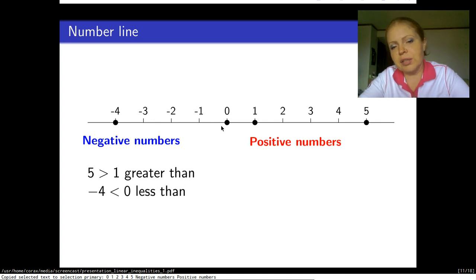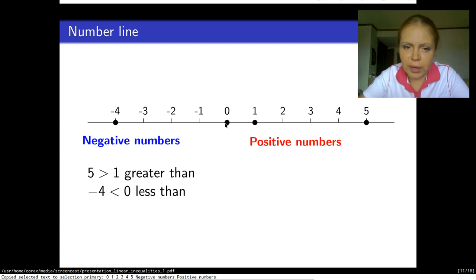On this number line, you're given 4 points: -4, 0, 1, and 5. What can we tell about these points? We can say the rightmost point on this number line is the biggest number. 5 is greater than 1. 5 is greater than 0, and it's also greater than -4. The leftmost number, -4, is the smallest number on this number line, and -4 is less than 0, less than 1, and less than 5. So you can compare numbers on the number line.